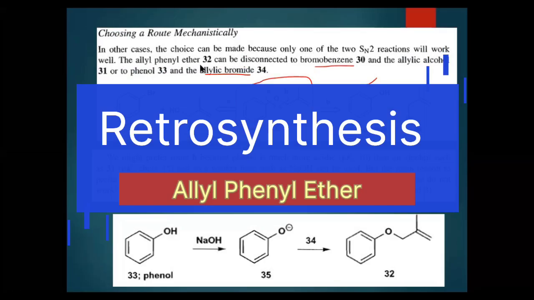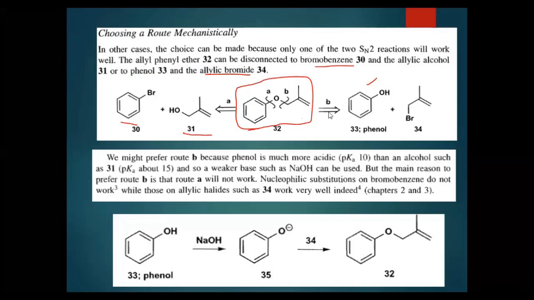Suppose you have an allyl phenyl ether 32, then you can follow path A and path B for the disconnection approach. Path A leads to the formation of bromobenzene and allylic alcohol. And if you follow path B, what will happen? During the disconnection by path B, you will get phenol and allylic bromide.